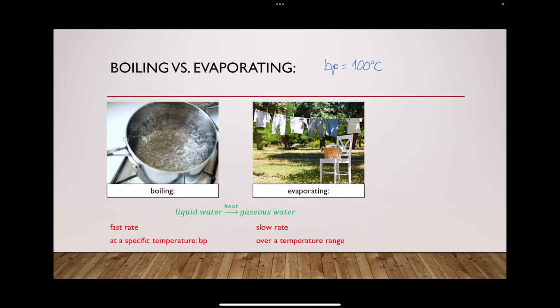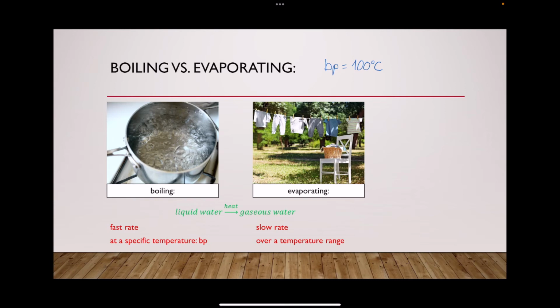But our laundry apparently doesn't have to be exposed to 100 degrees Celsius to dry. The water can also turn into gaseous water below 100 degrees Celsius. That's why we say the water evaporates, because it happens slowly and over a temperature range and not just at the specific temperature, namely the boiling point of a substance.